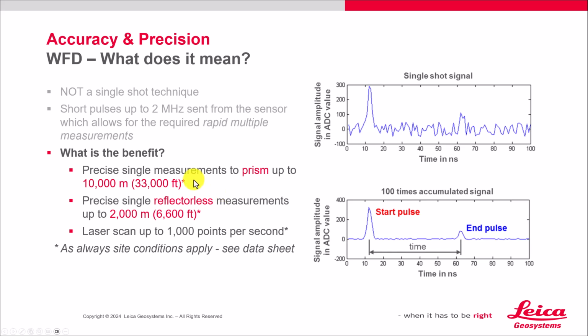What's the benefit? Precise single measurements to a prism up to 10,000 meters. That's a crazy long distance. Precise single reflectorless measurements up to 2,000 meters, which is way longer than the 300 feet we used to have. Laser scan up to 1,000 points per second. Of course, site conditions would affect that.